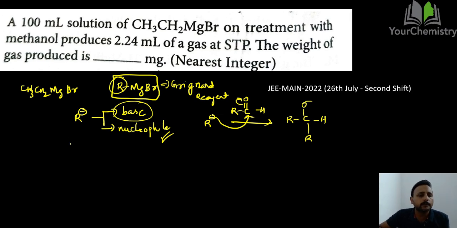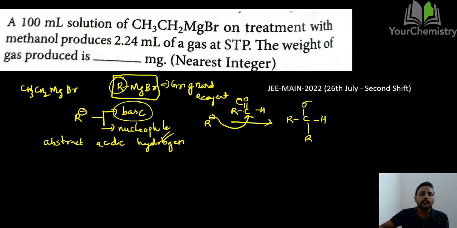Base means what will bases do? Bases are good proton acceptors. They abstract acidic hydrogen. That is a simple job. So whenever we react a Grignard reagent, if there is an acidic hydrogen, it will take that first.